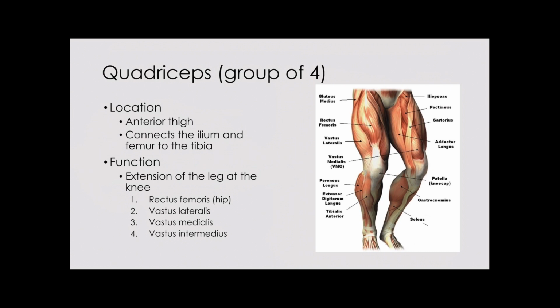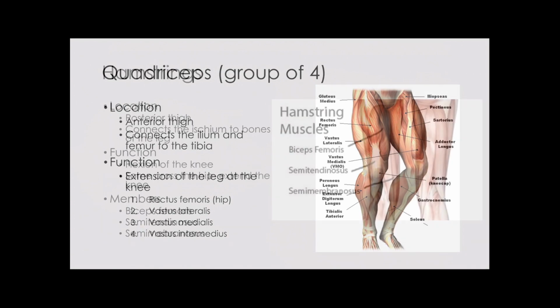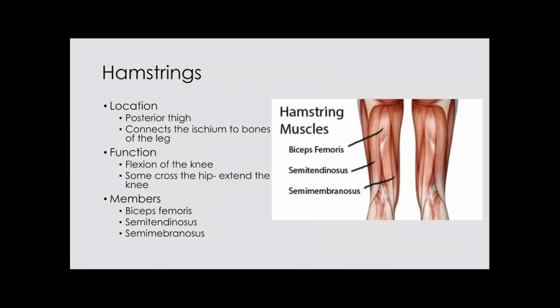So quads, quad, right? Four, a group of four. They're involved in a group of four muscles, and these are the other three muscles that they are involved with: the vastus lateralis, vastus medialis, and vastus intermedius. They're really easy to remember because lateral, medial, intermediate. And then the rectus femoris is the one that has to do with the hip.